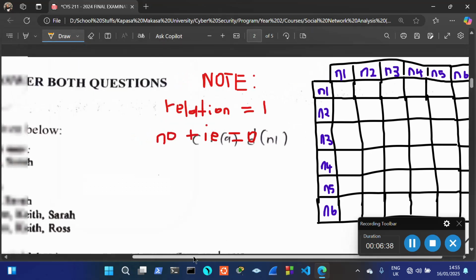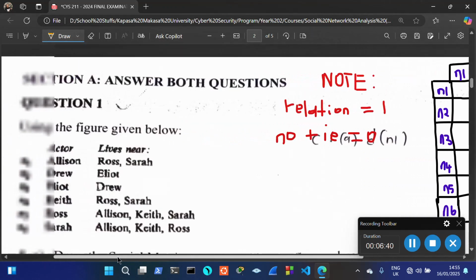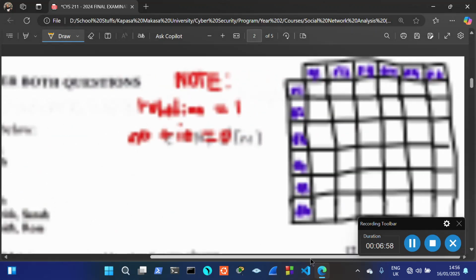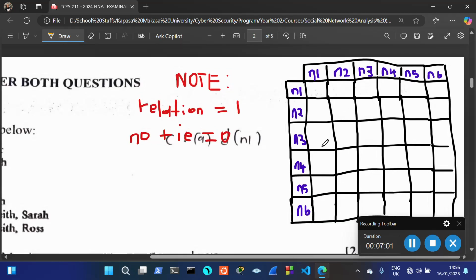Let's take for example, here we have N1 who happens to be Alison. Alison has a relation with Rose and Sarah. Rose is node N5 and Sarah is node N6. So N1 has a relation with nodes N5 and N6. We've indicated those with ones because this actor has a relation with this person and that person, N5 and N6.